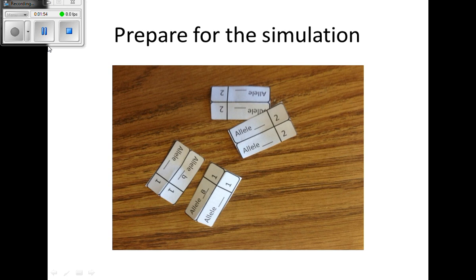The next step, I'd like you to cut out all 16 chromosomes and have them at your desk. So pause this play so you cut the chromosomes out and you're ready for the next step.